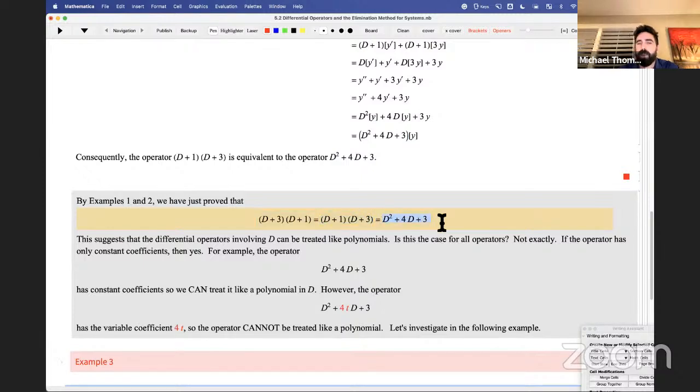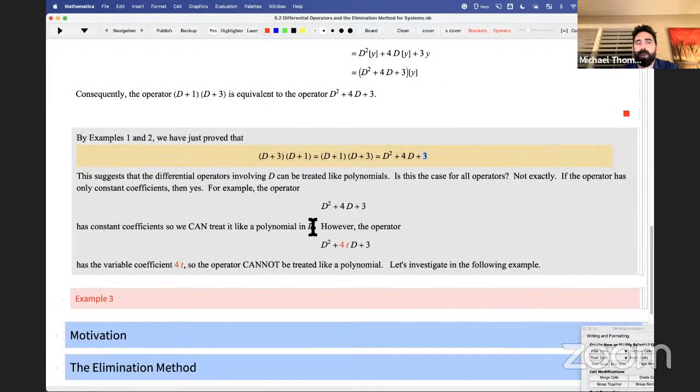And you might say, okay, well, does this always work? And it doesn't exactly always work. It only works when the coefficients are constants. So as long as you have a 4 or a 3, as long as there's no t in there, then you won't have any issues. Remember, t is the independent variable.